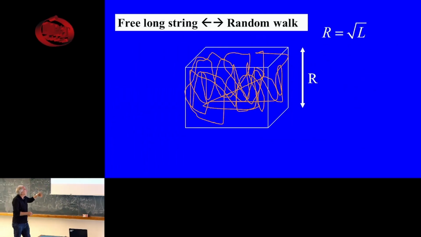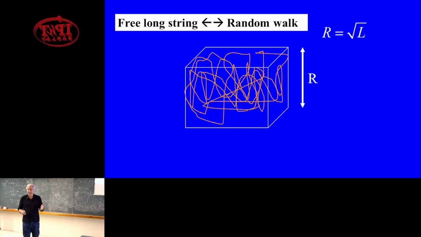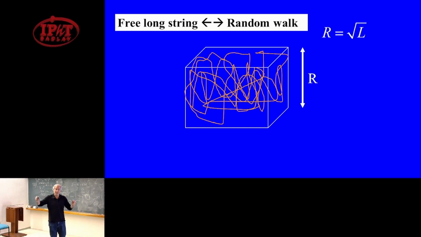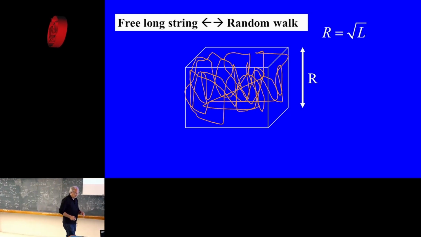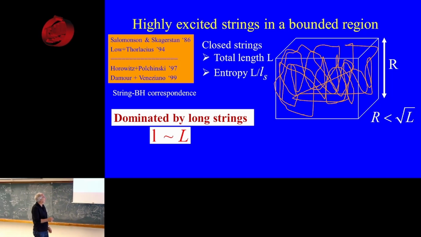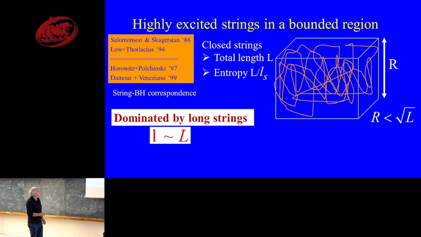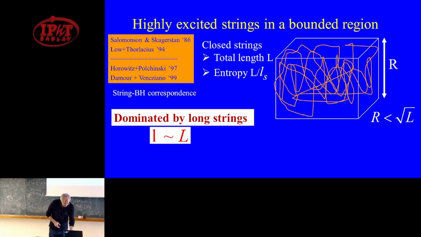just to frame this, the thinking here is a free string that Yiming was talking about. Think about it as a random walk, it's an old idea. So its spatial size is the square root of its length. When you put it in a bounded region, the size decreases compared to the free size. This was discussed here, but still the configuration space is dominated by long strings. You can actually find the distribution of lengths.